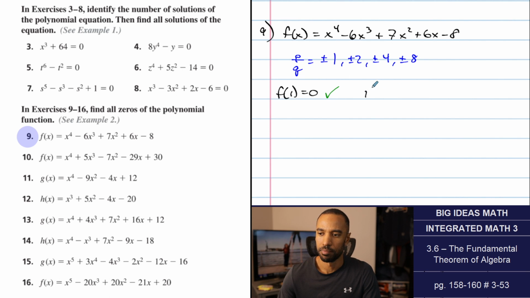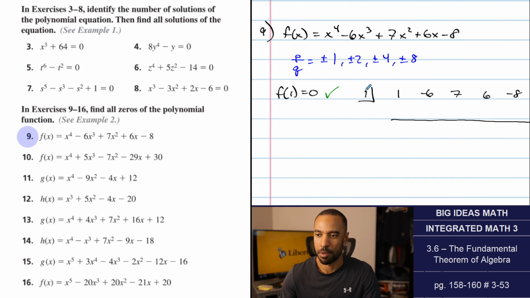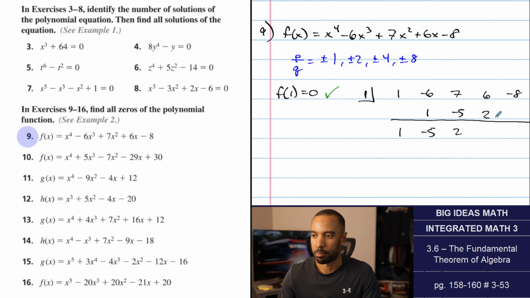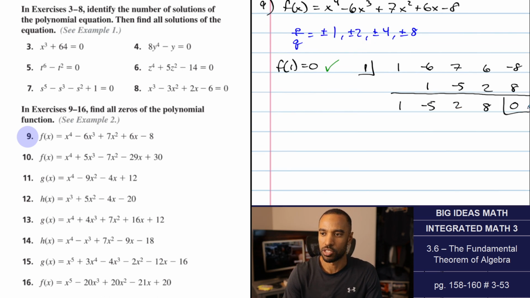So let's use 1 on synthetic division with 1x to the fourth, negative 6x cubed, 7x squared, 6x, and negative 8. I feel like I have to say them out loud now because of the mistake I made on that one. I never make that mistake, but there you go. I shouldn't say never because it happened. All right. Now this confirms with a 0 remainder that it does indeed work out.